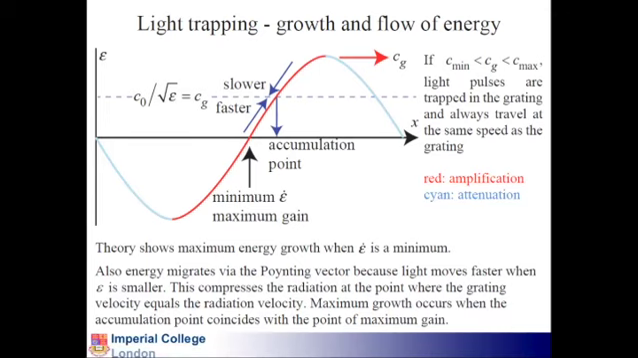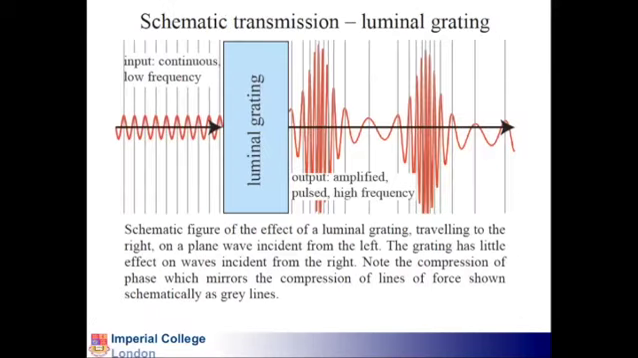Here, it's going slower than the grating, so it moves to this point here. So here is an accumulation point where you get compression of the radiation. And to give you an idea of what comes out of the grating, you put in a uniform plane wave, you show it in the grating, and here are the periods of the grating, and the pulse gets compressed into the accumulation points, which are shown here.